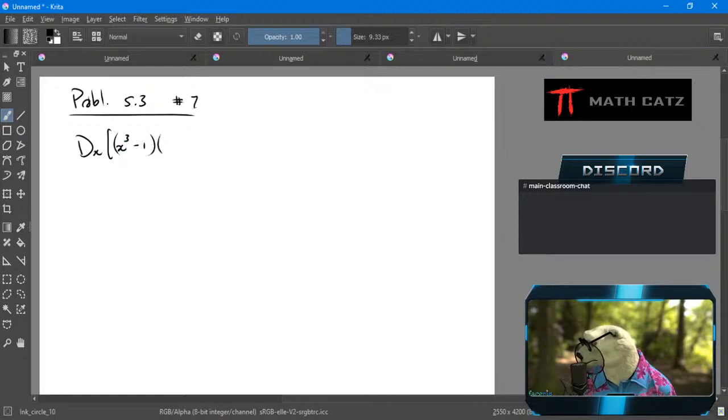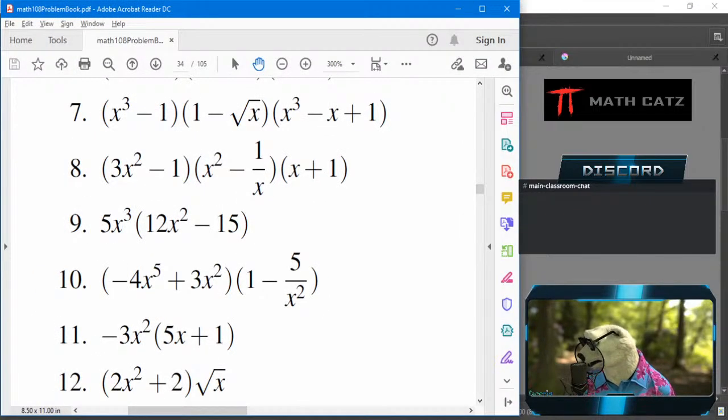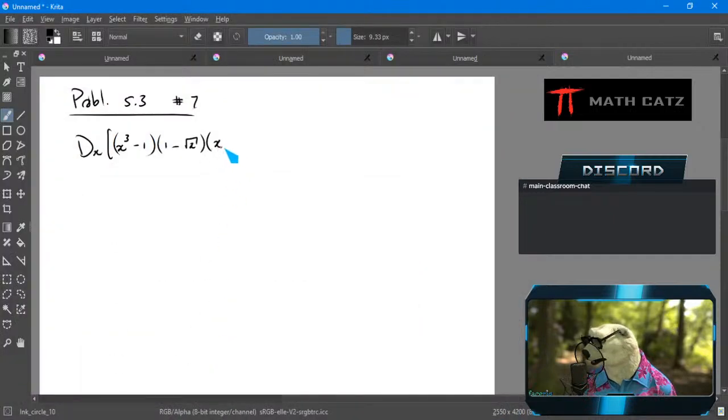Individually, these brackets are not complicated. I have a 1 minus root x. When the time comes, I'm confident I can handle it. I have an x cubed minus x plus 1. X cubed minus x plus 1.